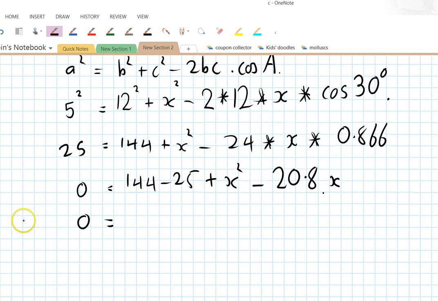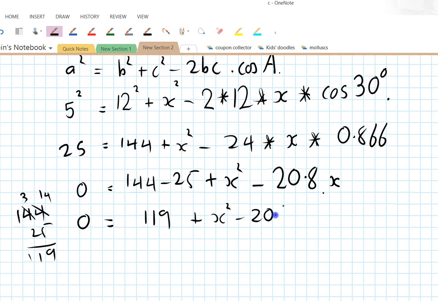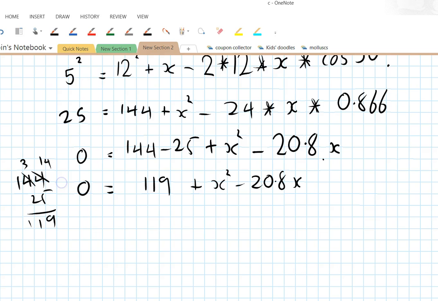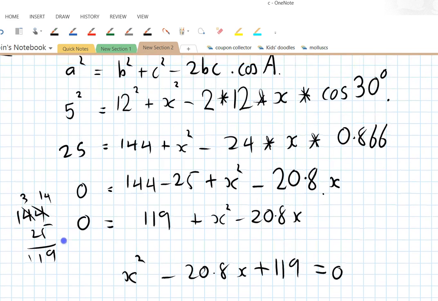Well, 144 take away 25 is 119. So it's 119 because that's 144 minus 25, plus x squared minus 20.8x. And I'm going to rewrite that in a slightly different way. I'm going to say x squared minus 20.8x plus 119 equals 0. All I've done is reorder the terms there. So we've got a nice little equation here.